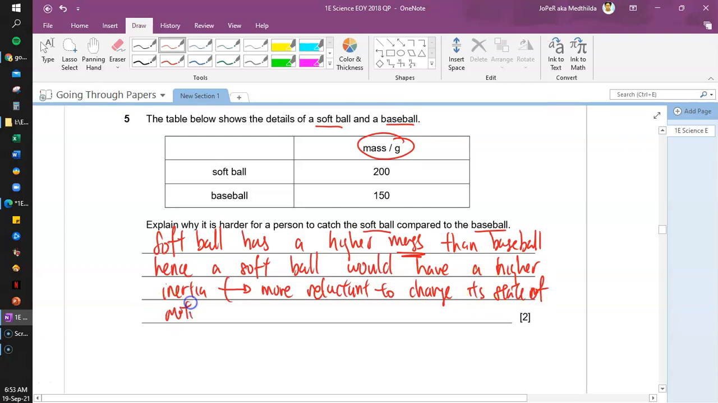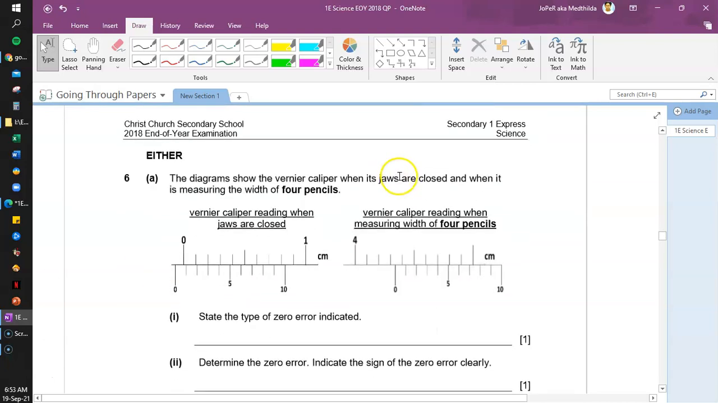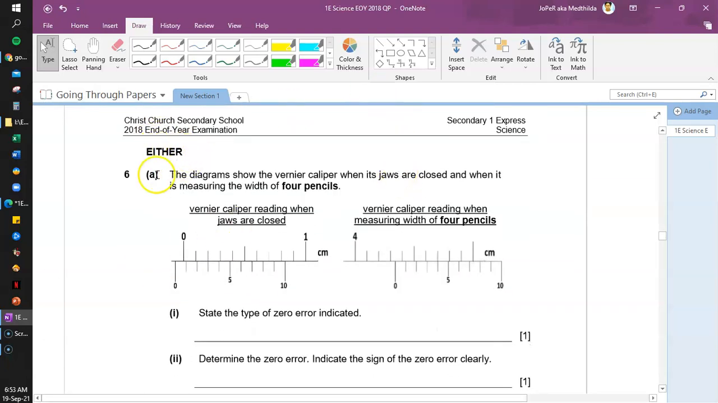So what it means is that when you throw a softball, because a softball has a higher mass than a baseball, it's harder to stop. Stopping is about changing its motion. Okay, so that's the answer for question 5. Next, question 6. This is the old format, so do take note, just do all the questions.